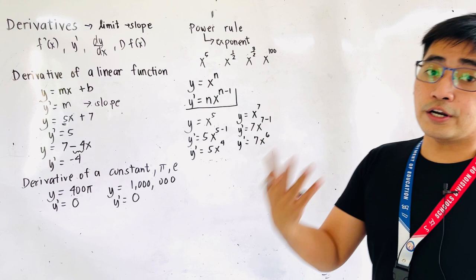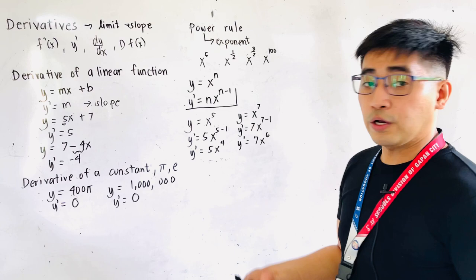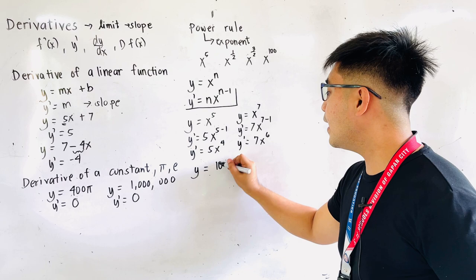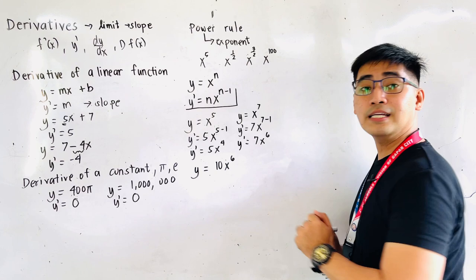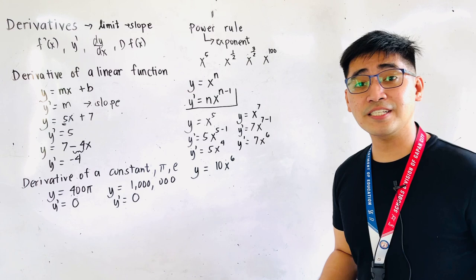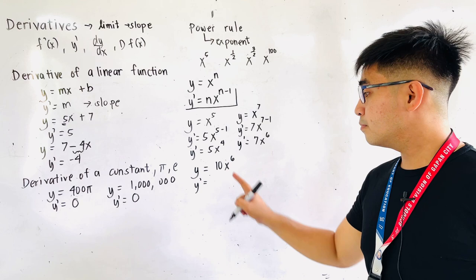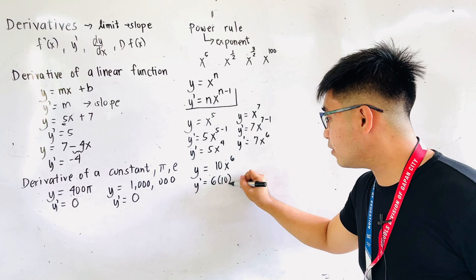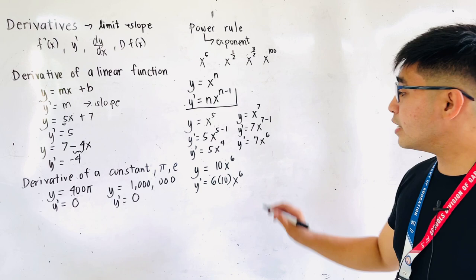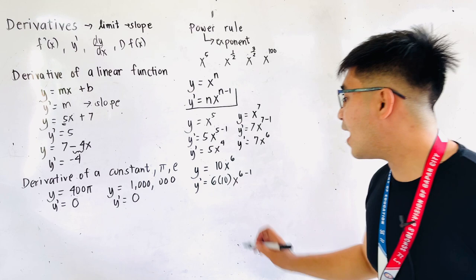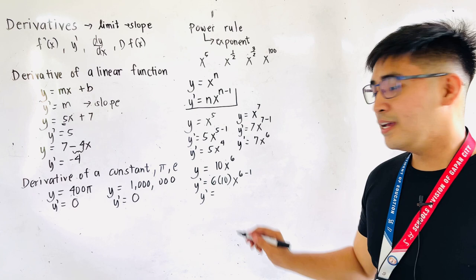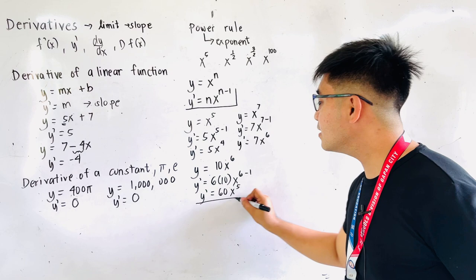Another, what if there is a constant multiple now in the equation? Example, y is equal to 10x raised to 6. So how do we get the derivative of y is equal to 10x raised to 6? This is very simple. We will also use the formula that we use in power rule. Therefore, y prime is equal to bring down 6, multiply that to the coefficient or the constant given, and then write x raised to 6, and then subtract 1 from its exponent. Simplify. Therefore, y prime is equal to 6 times 10. Yes, that is 60. And then x raised to 5, and that is the derivative of the given.